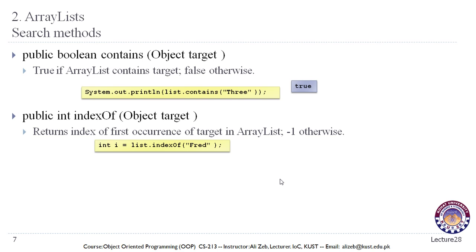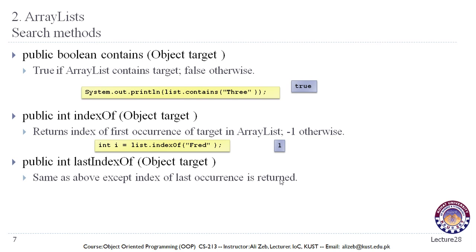So if we are looking for the index of Fred in our list, it should return a 1. Public int lastIndexOf: if you remember the indexOf and lastIndexOf methods, this will work exactly the same as above, except the index of the last occurrence is returned.